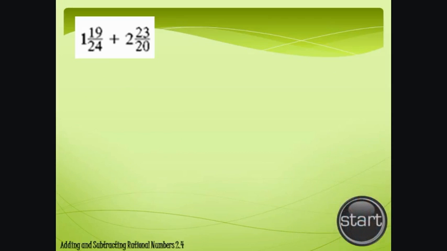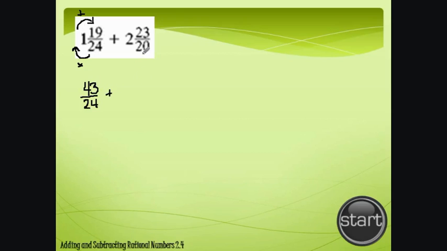The first thing that we're going to have to do in this example is change our mixed numbers into improper fractions. In order to do that, let's start by multiplying our denominator by our whole number, and then we add our numerator. The denominator always stays the same. So we have 24 times 1, which is 24. And 24 plus 19 equals 43.